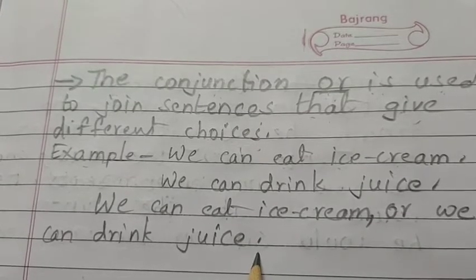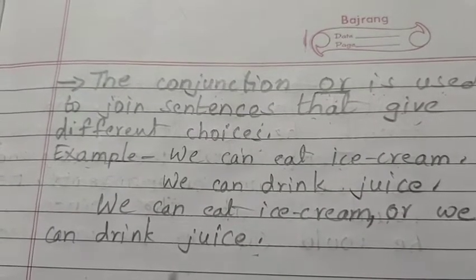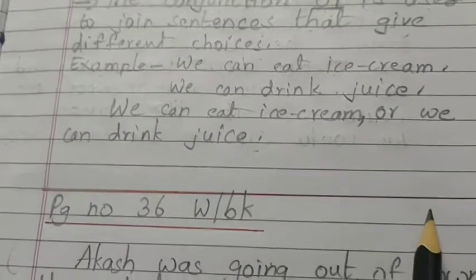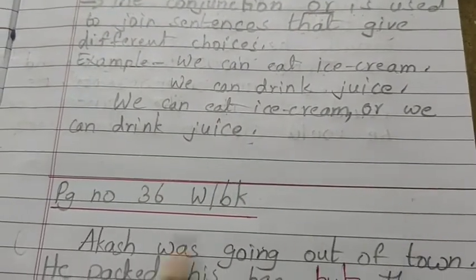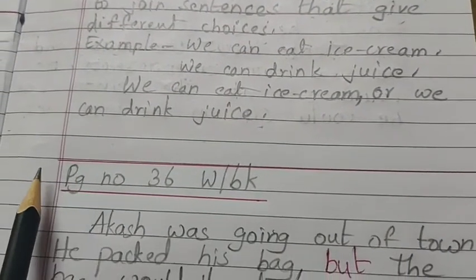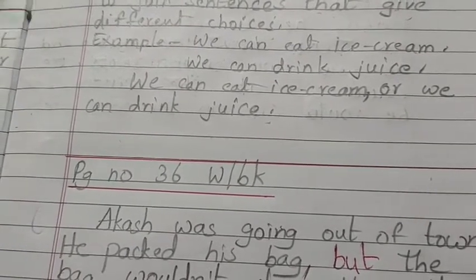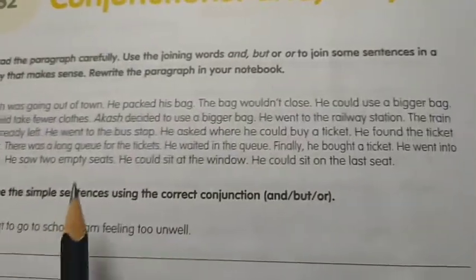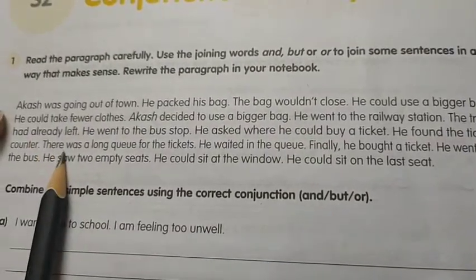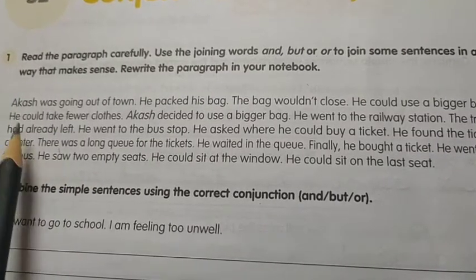Okay, children, this is the grammar. Now after that, leave one line. Draw a line with red color pencil. As I told you, on page number 36 in the workbook we have one paragraph. That paragraph we are going to rewrite by using the conjunctions. Here first I am reading the paragraph from the workbook.